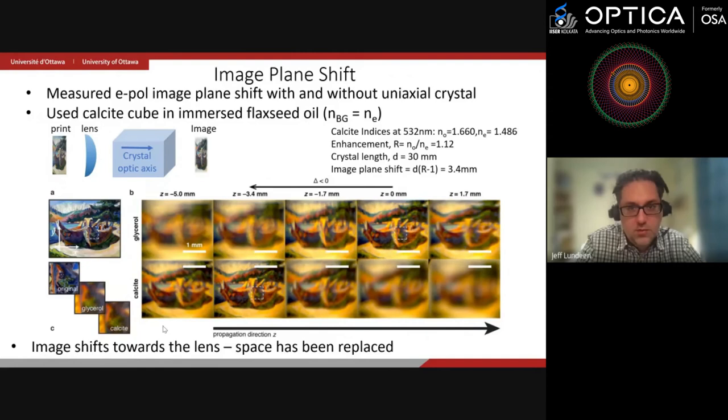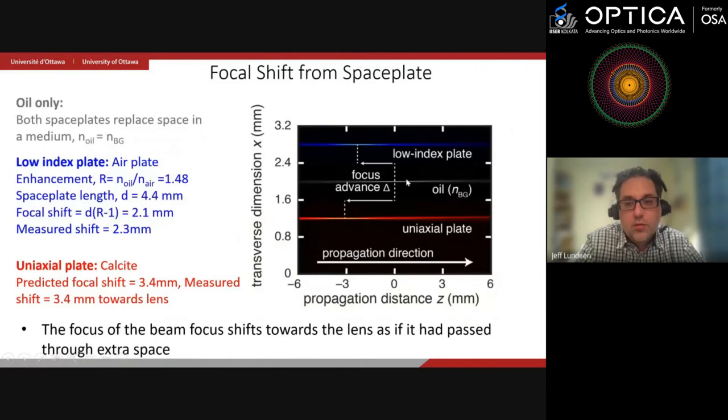Then we looked at how it moves just the focus forward. Actually, we did this first. So we took it with just the oil or glycerol, that's this gray line, so here's the focus there. And then we added this uniaxial plate, and we showed that it moved forward by exactly the right amount predicted by our theory, so the ratio of the indices.